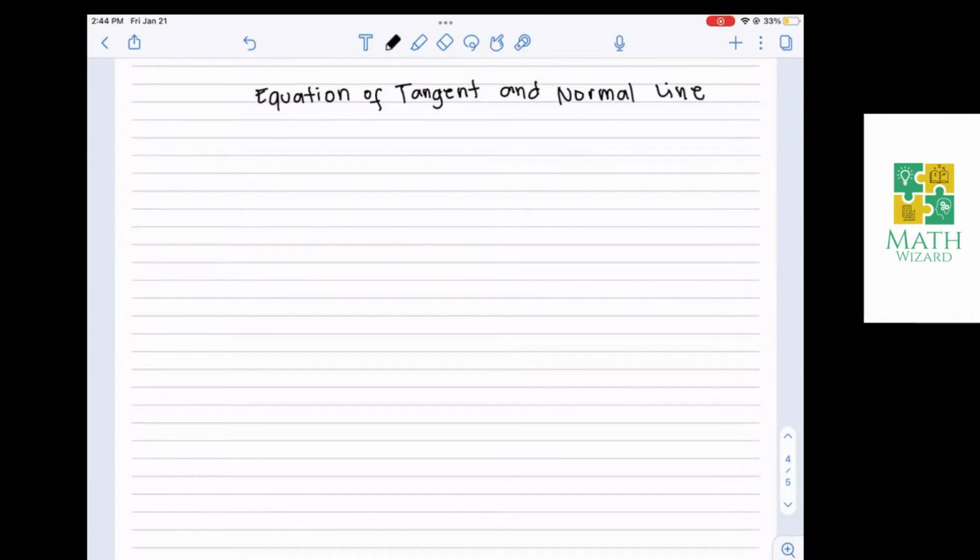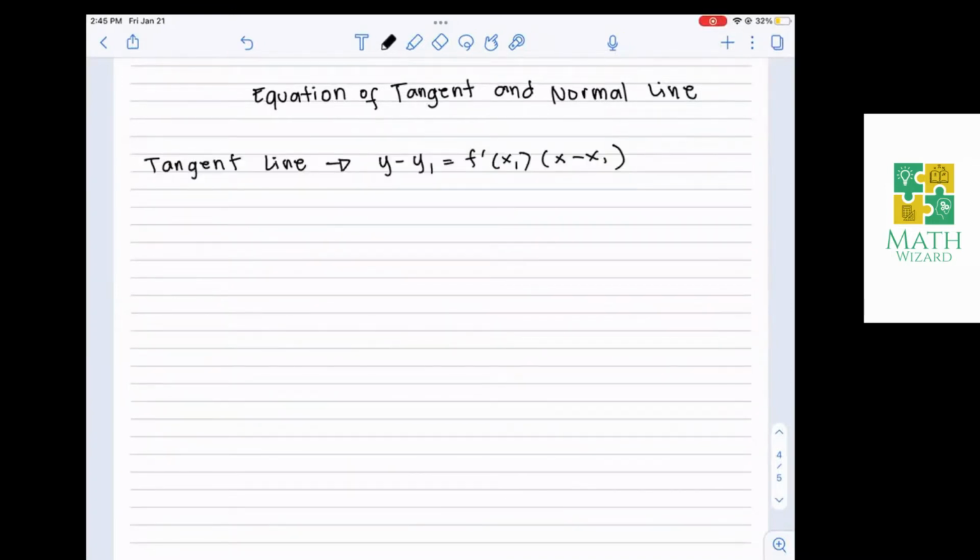So finding the equation of a tangent and normal line, syempre, apply with the application ng derivative. So dito, in getting the equation of a tangent and normal line, ang magiging formula natin sa tangent line is y minus y of 1 is equal to, kukunin natin yung derivative ng f of x. After natin kunin yung derivative ng f of x, isusubstitute natin yung value ng x of 1, and then we are going to multiply that to the x minus x of 1 para makuha natin yung ating equation. And for the other formula, ito naman yung normal line.